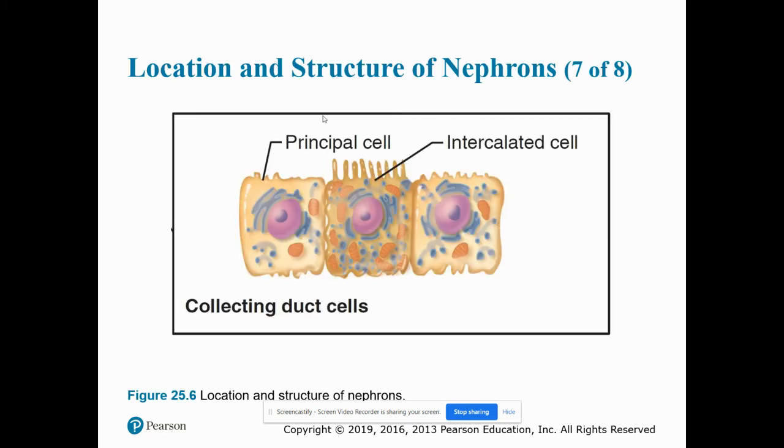So we have the two types of cells. We have the principal cell, very few microvilli, and it's going to play a role in water and sodium balance. And then the intercalated cell, which does have microvilli, which is going to play a role in acid-base balance.